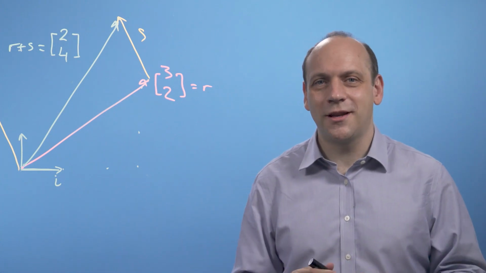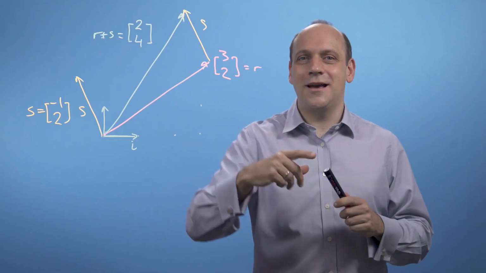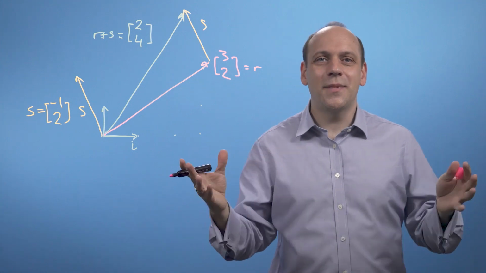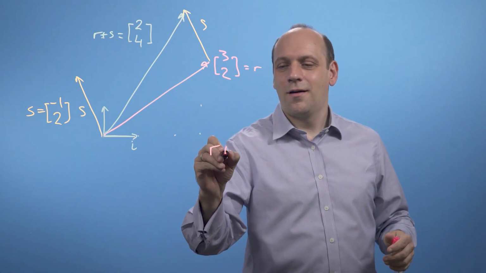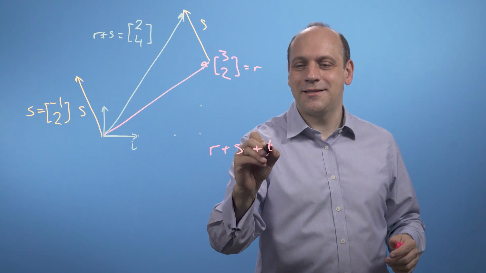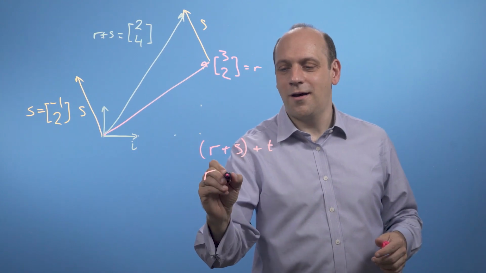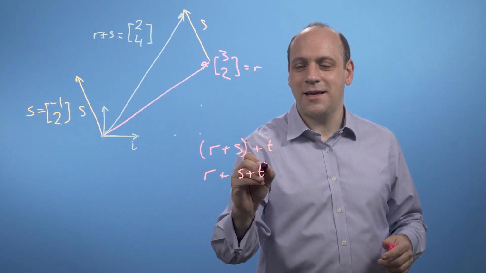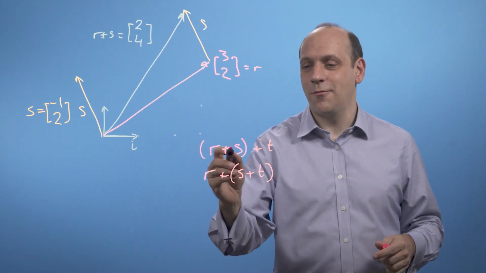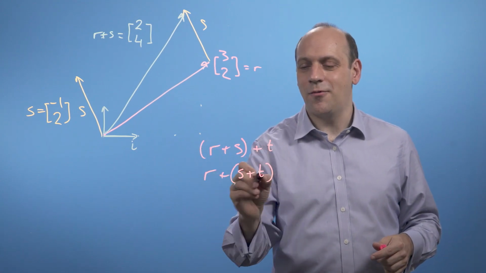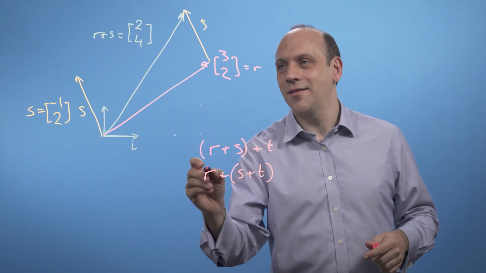Formally, what this means is that if we have 3 vectors, r, s, and another one, t, it doesn't matter whether we add r plus s and then add t, or whether we add r to s plus t. It doesn't matter where we put the bracket. We can do this addition and then that one, or we can do this addition and then that one.